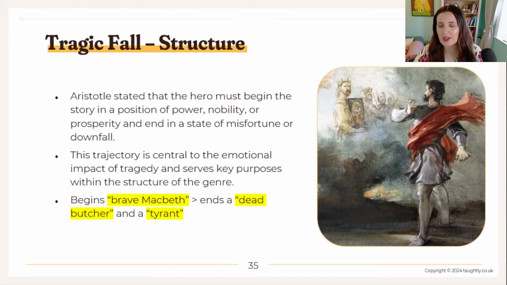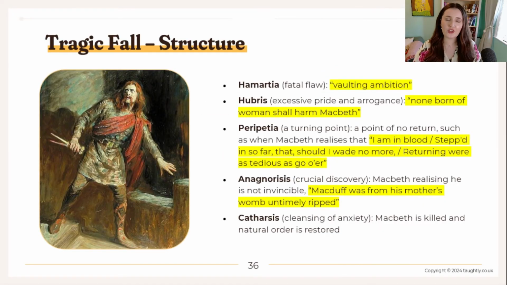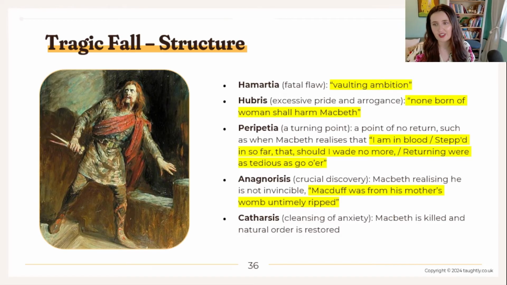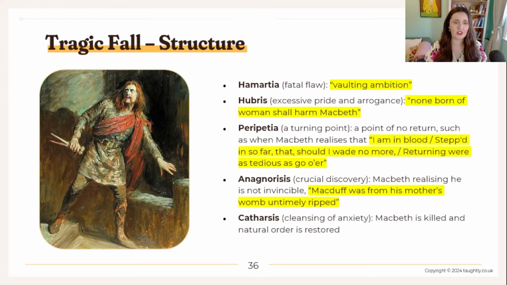And so we see that Macbeth begins as brave Macbeth and ends as a dead butcher and a tyrant. Those would be really great quotes for proving that tragic fall as part of the structure of the play. Some more features of tragedy that I might encourage you guys to have a think about. Firstly, we've got his hamartia, as discussed before, his fatal flaw, which is his vaulting ambition. We also see that Macbeth suffers from hubris, which means excessive pride and arrogance.